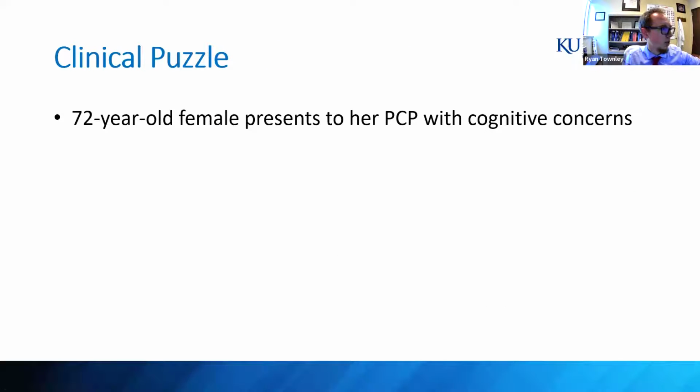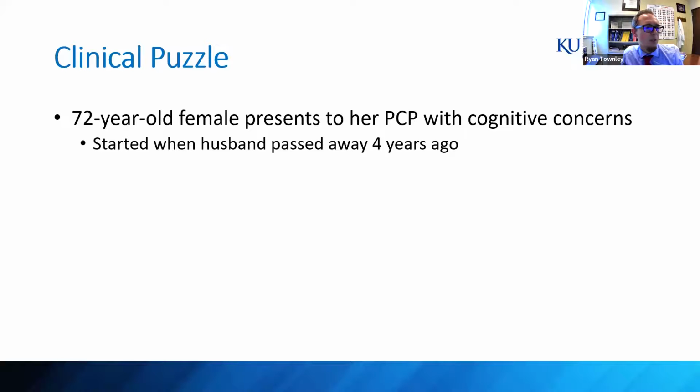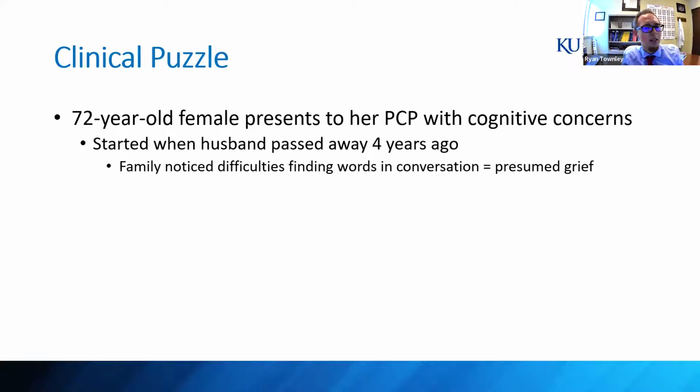So let's do a quick clinical puzzle. This is a 72-year-old that presents with some cognitive changes. They all started about 4 years ago. This is one of those emotional events. Her husband passed away, and that's when families started to notice more difficulties with words in conversation, and very reasonably presumed this was a grief period. There was a lot of stress going on at that time.